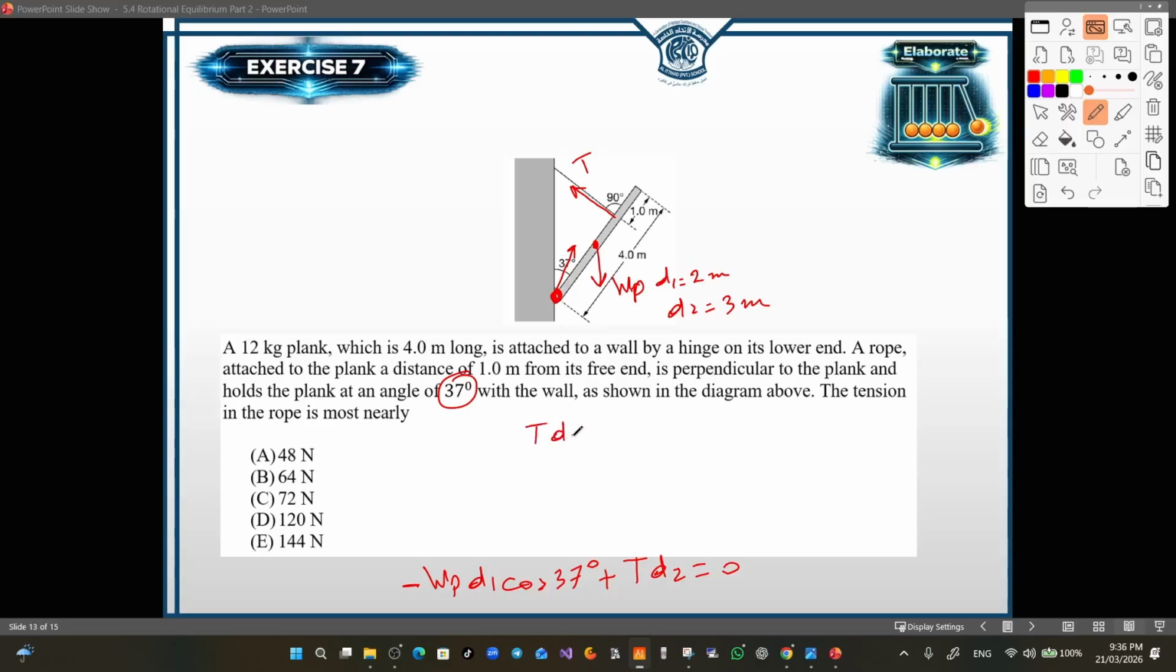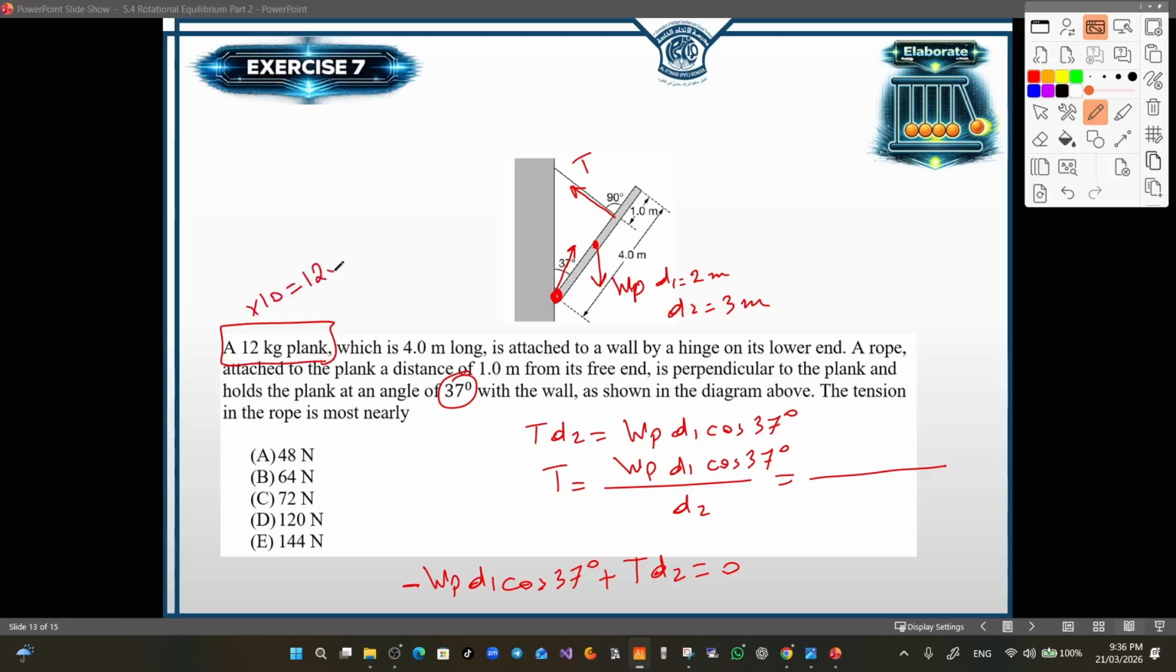So T D2 equals WP D1 cosine 37 degrees. We divide both sides by D2. T is equal to WP D1 cosine 37 degrees over D2. We substitute now. The weight of the plank is 120 Newton, mass times gravity. The distance D1 is 2, cosine 37 degrees, over the distance D2, which is 3. So the tension is approximately 48 Newton. So the correct answer is A.